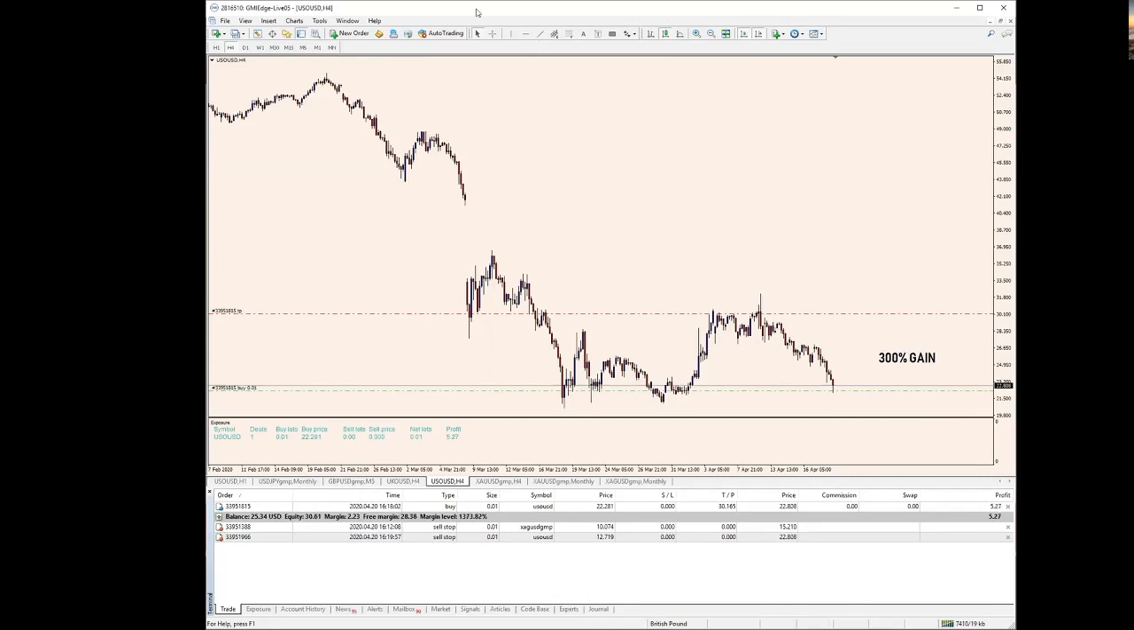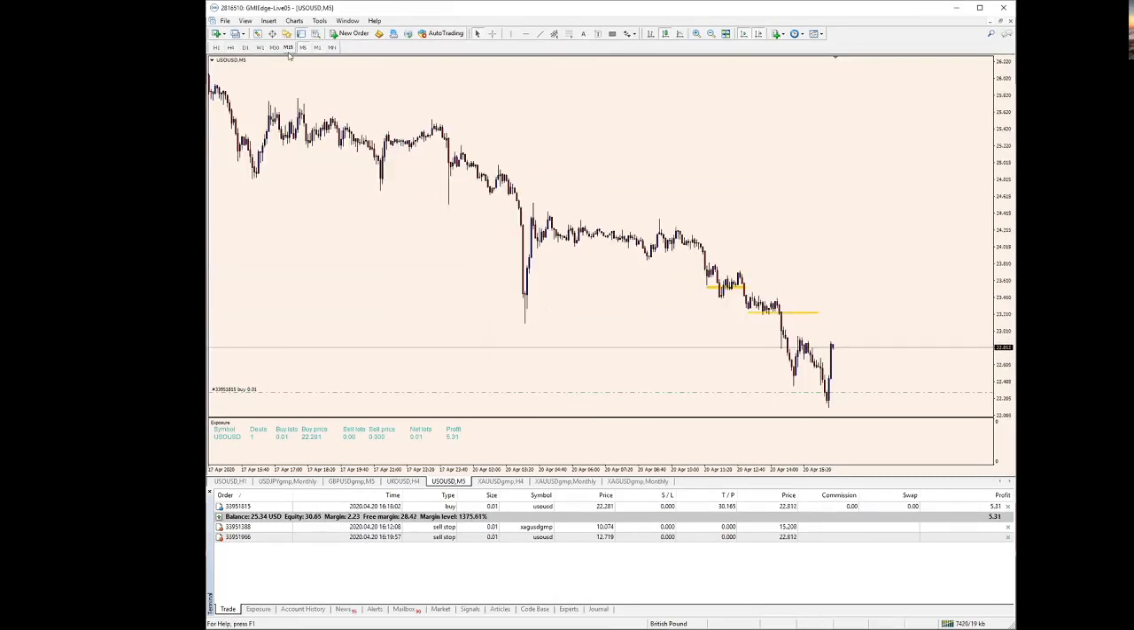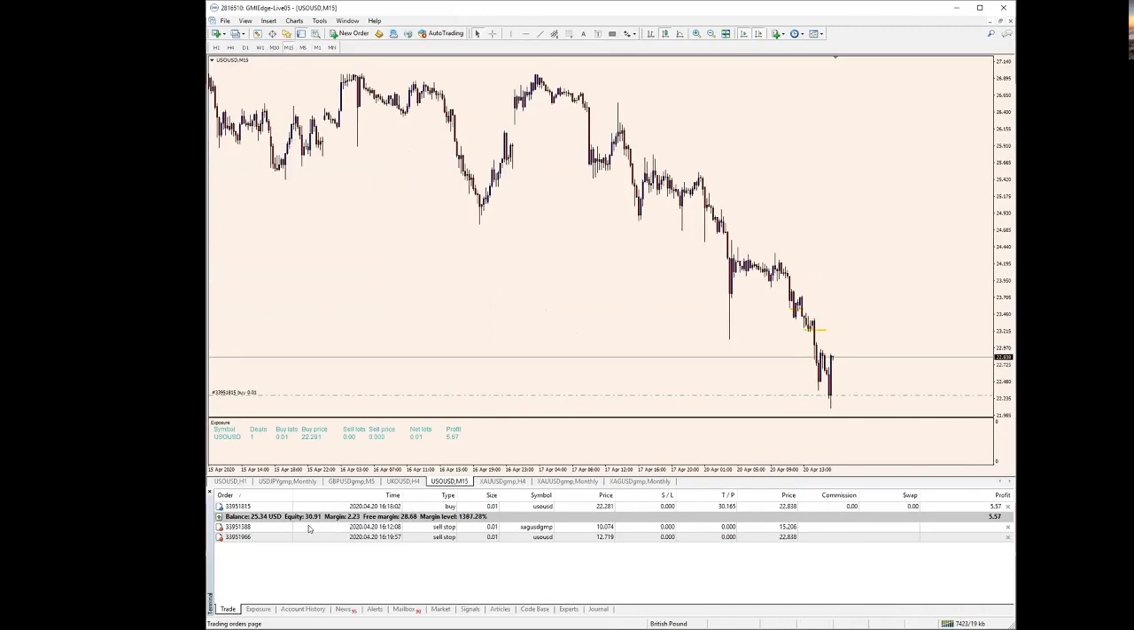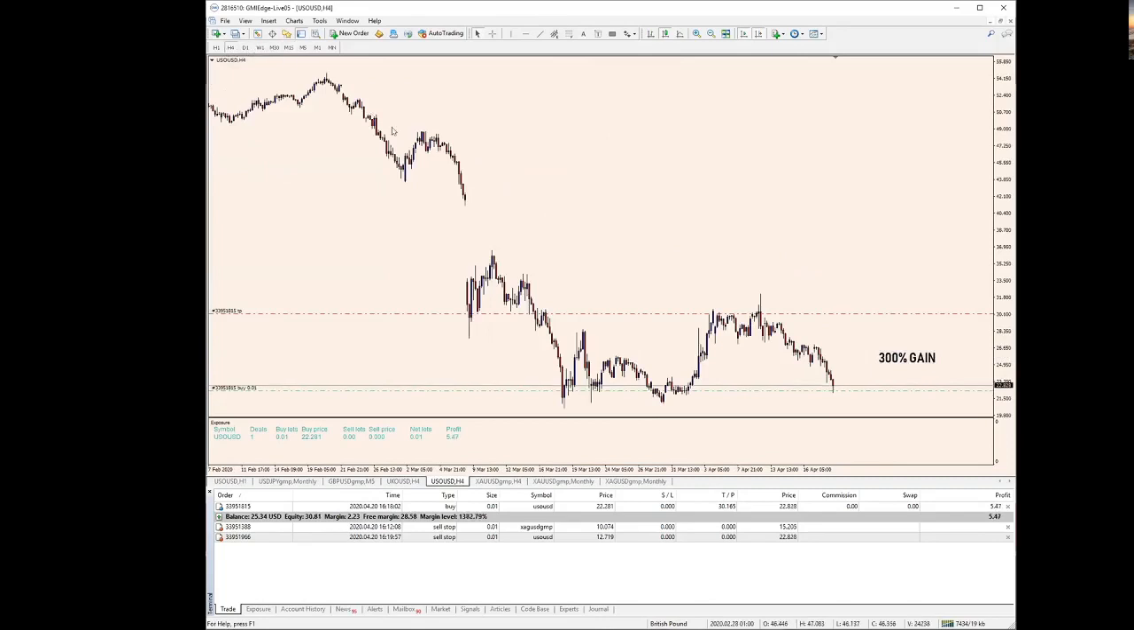So let's see the trade. Now, let's say with $30 equity, which is $25 equity, how much can I trade? Just excuse me one minute.